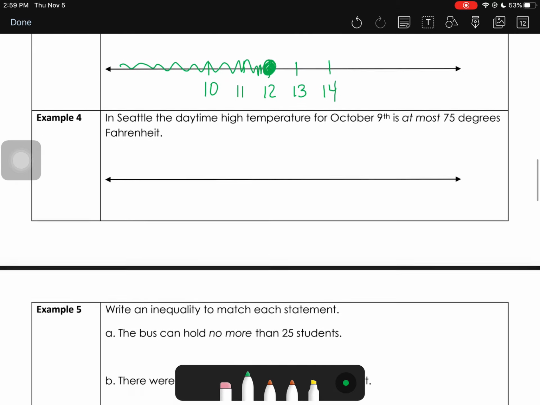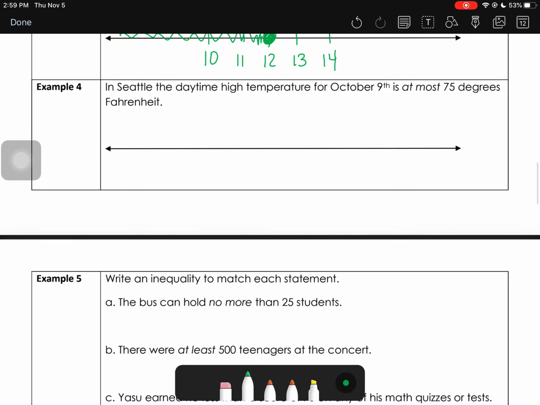In Seattle, the daytime temperature for October, the high is at most. At most means it can't be any bigger than 75, but it could be smaller. So the temperature could be less than or equal to 75 degrees. So we'll put our tick marks on our number line. At 75, we're going to put a filled in circle, and we're going to go to the left because it would be smaller.